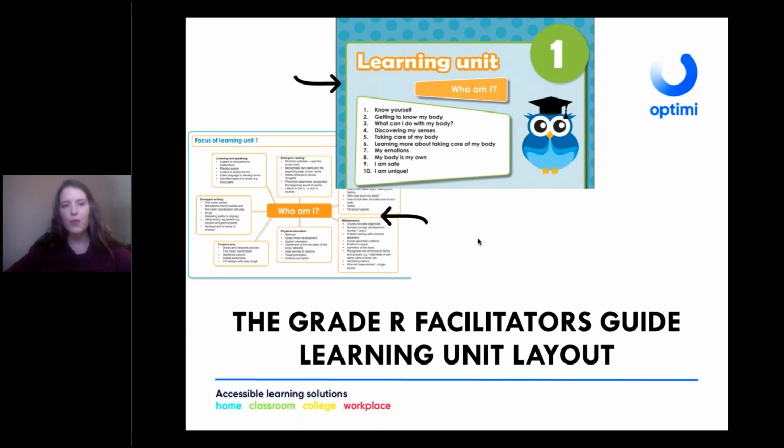Okay, the second page you will see is this diagram, which indicates how each subject area will be covered in the theme. So if you have a look at that, we can see that for physical education, listening and speaking, emergent literacy, creative arts, mathematics. So what makes it nice is you can see how this theme has been integrated into each subject area for the foundation, for the Grade R theme.